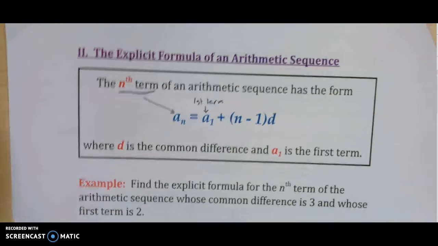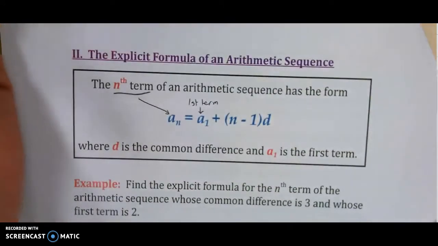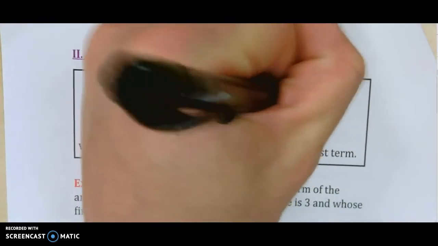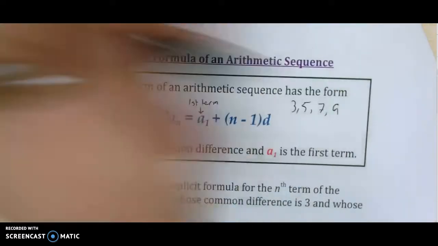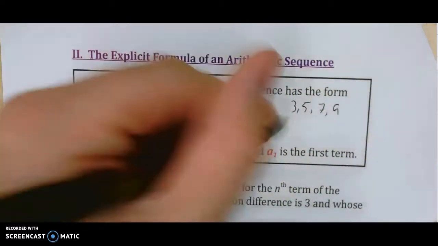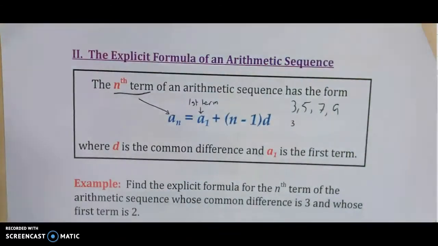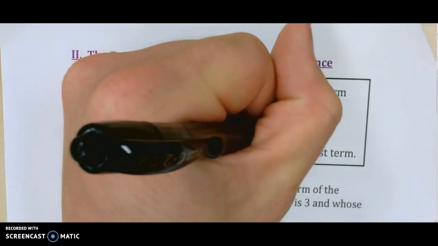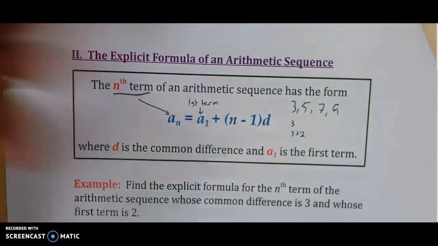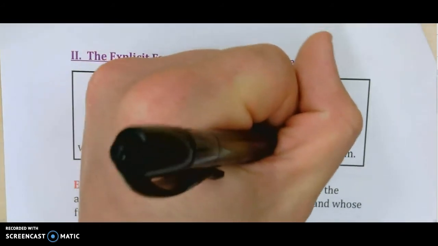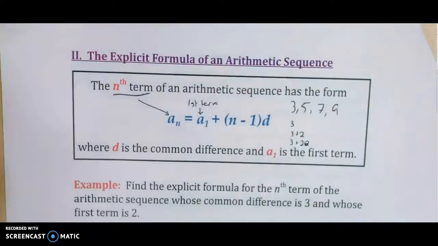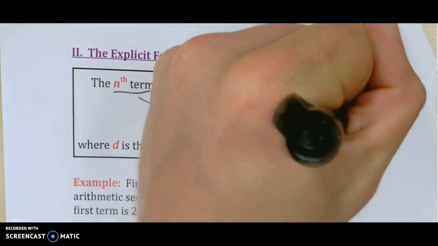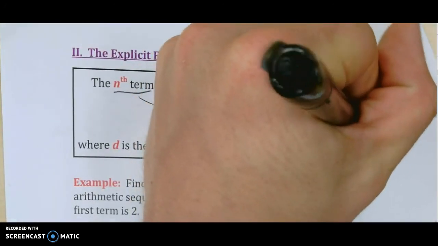Now the reason why this works is, let's say I have the sequence of 3, 5, 7, 9, so on and so on. My first term here is 3. Then 5 I could really list as 3 plus 2. And then 7 I could really list as 3 plus 2 plus 2. And then 9 I could list as 3 plus 2 plus 2 plus 2.